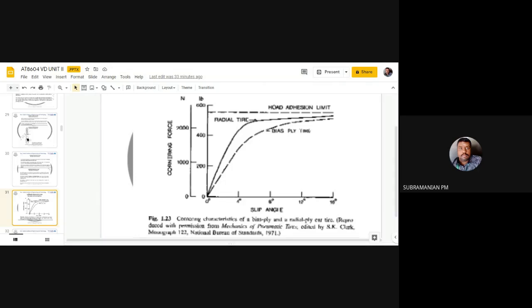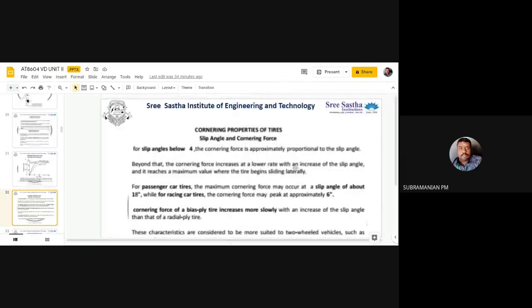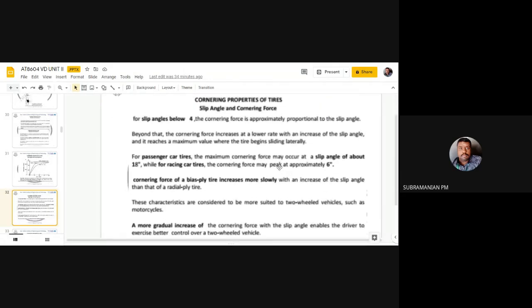So you can see it is increasing with the slip angle. Up to a particular limit only, the tire will be able to provide an increased cornering force. After that, it will be getting saturated. So you can see the road adhesion limit. Before that only, I can provide the maximum cornering force.